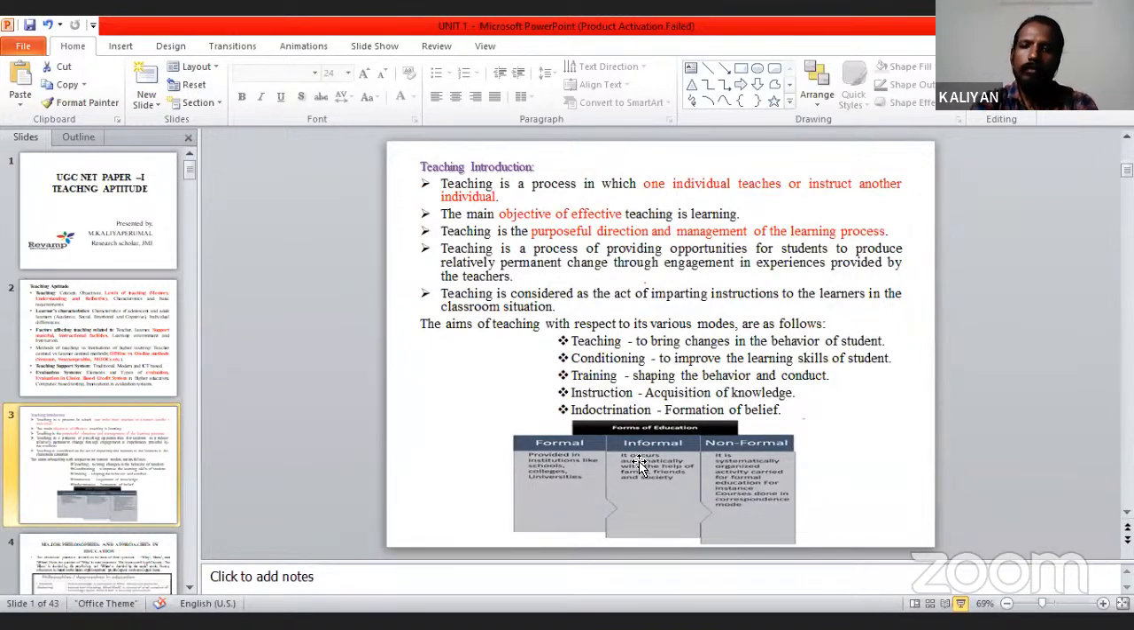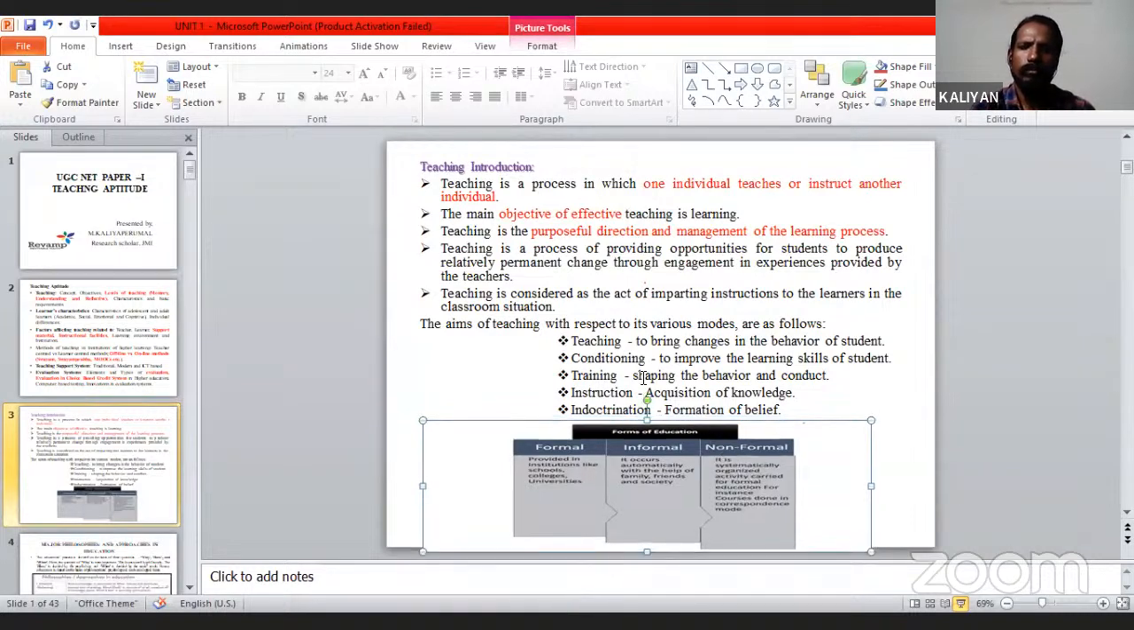Next is the forms of education. There are three different forms of education: formal education, informal education, and non-formal education. Formal education is institution based, like schools, colleges, universities. Informal occurs with the help of friends, society, and family. Non-formal is systematically organized and actively carried out education, like correspondence courses. This is non-formal education.